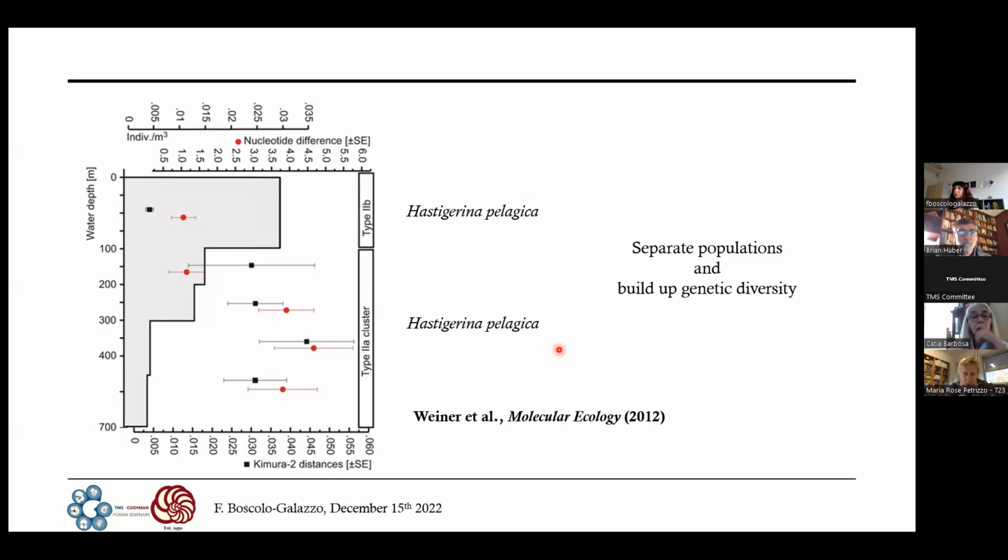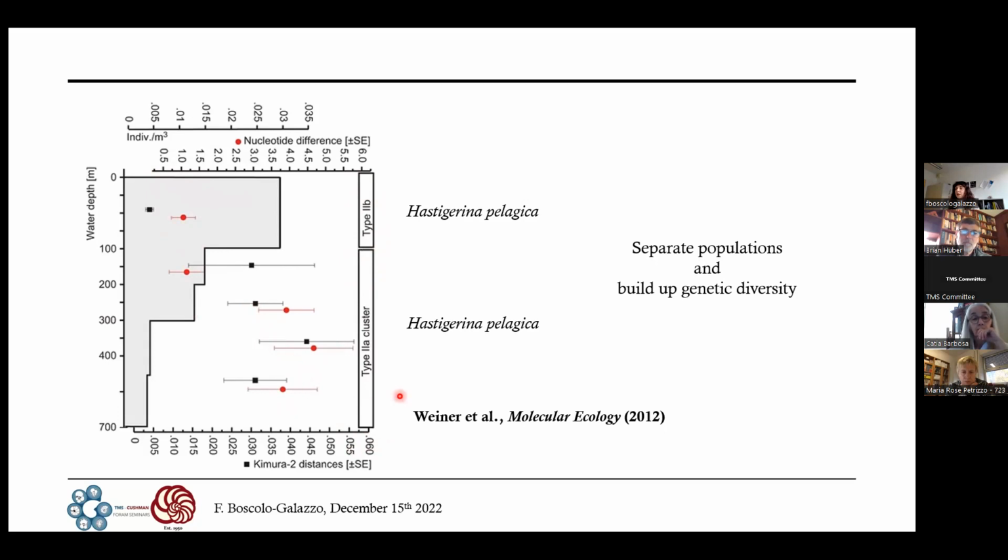However, genotypes 2A and 2B, which are more closely related to each other, occur very tightly separated in the water column. So genotype 2B always occurs in the upper 100 meters of the water column, while genotype 2A always occurs below 100 meters depth. And if we look at this plot, we also see something else. We see that the genetic distance, the genetic difference between genotype 2B and genotype 2A actually increases with that.